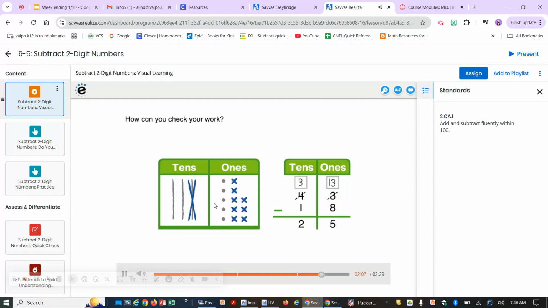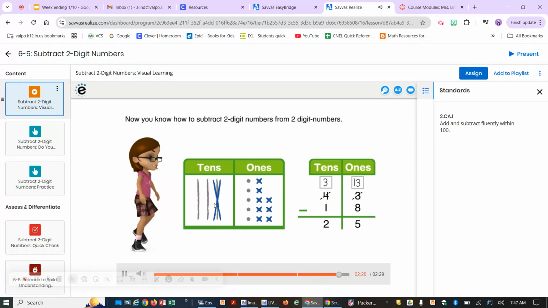How can you check your work? You can check your work by adding 25 and 18 to see if the sum is 43. Now you know how to subtract two-digit numbers from two-digit numbers. You did a great job regrouping.